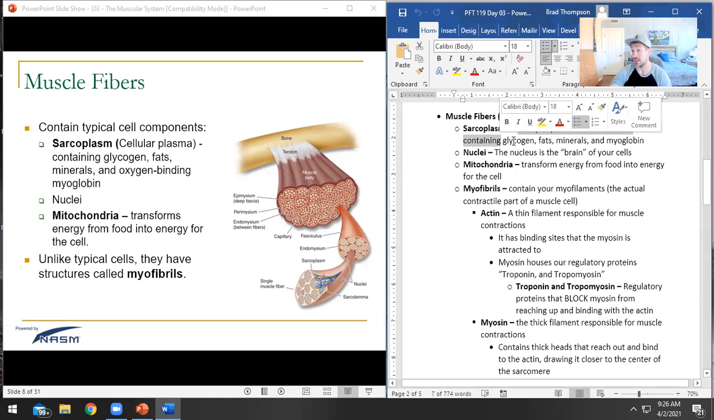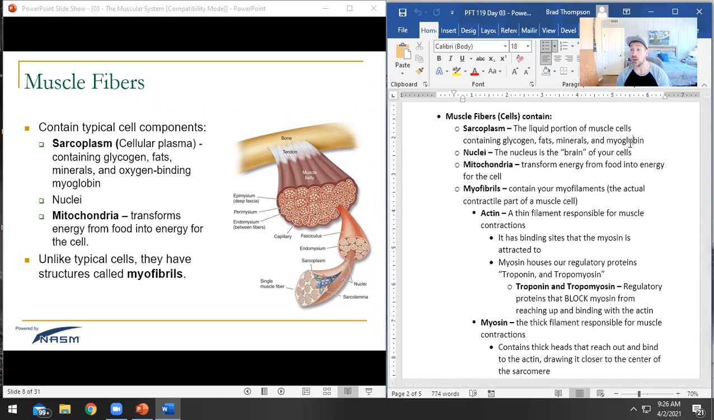It's the liquid portion of our muscle cells, and this is going to contain all kinds of materials. Like I said, it's going to contain sugars. We're going to call that glycogen. It's going to contain fats. It's going to contain minerals, and it's going to contain this really cool protein called myoglobin, which is a protein of iron that actually carries oxygen around the muscle cell. So if I need to get a little bit of oxygen over to one of my mitochondria so my cell can breathe, that myoglobin is going to carry it. So that's the sarcoplasm inside of a muscle cell.